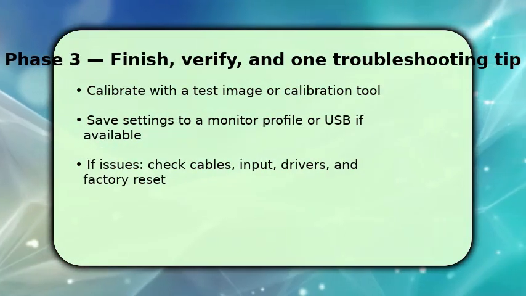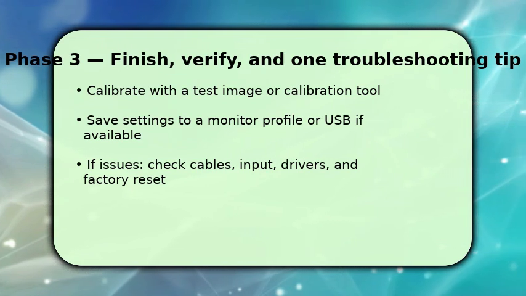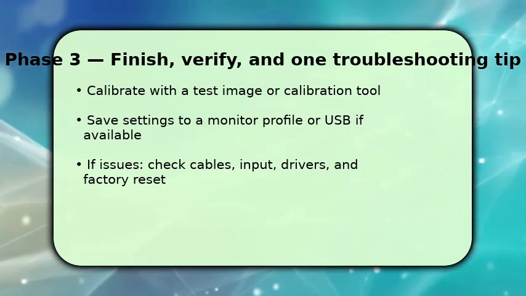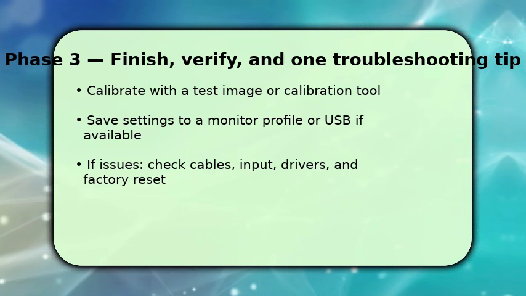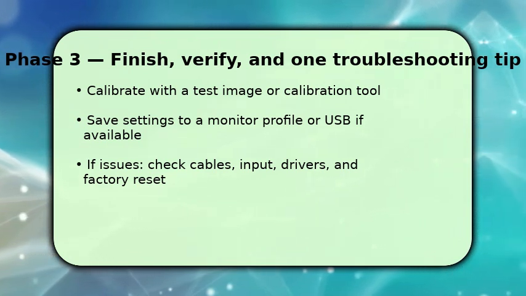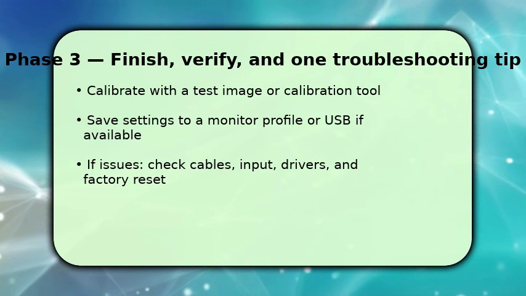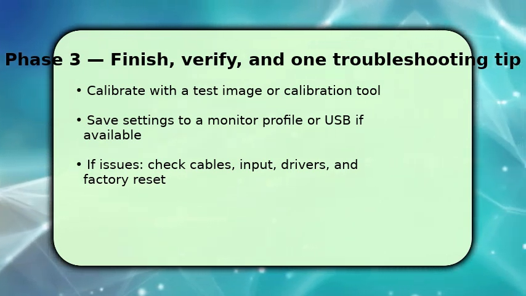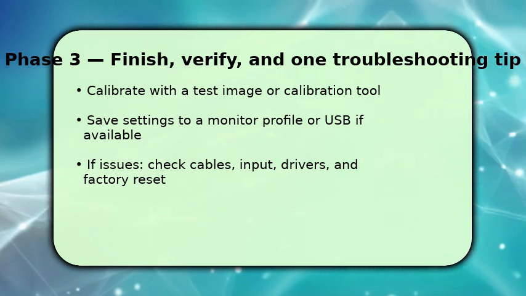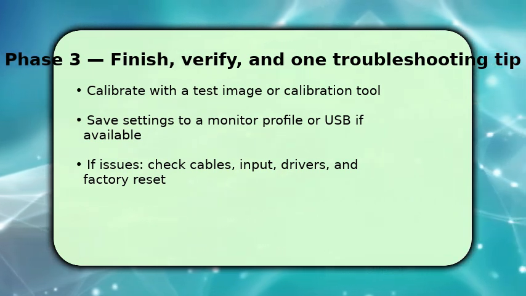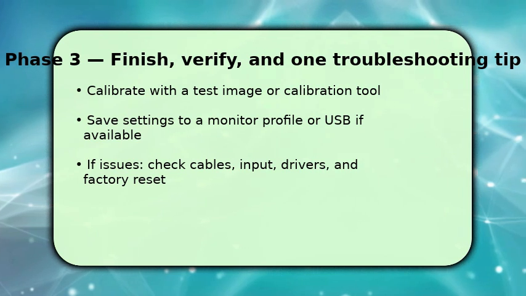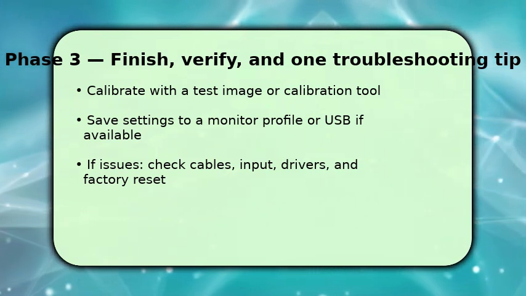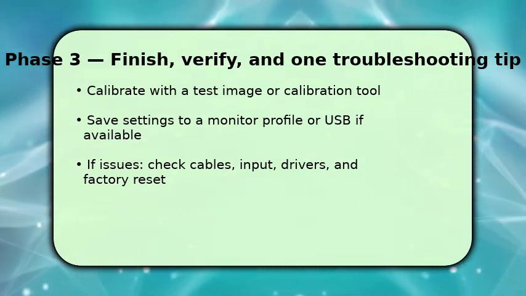You finish by fine-tuning color and gamma with a test image or calibration tool, because accurate color ensures consistent results across apps. Then save your configuration as a profile in the OS or to the monitor's onboard memory, so settings persist. If something goes wrong, flicker, no signal, wrong color, check cables and input, update graphics drivers, and perform a factory reset only if needed. This resolves most conflicts without deeper hardware troubleshooting.